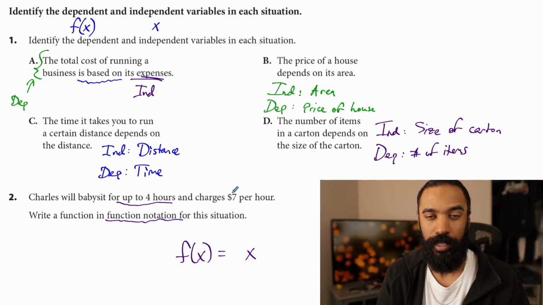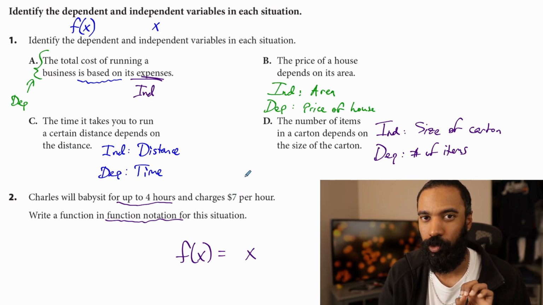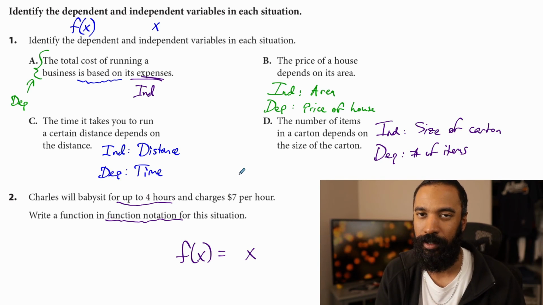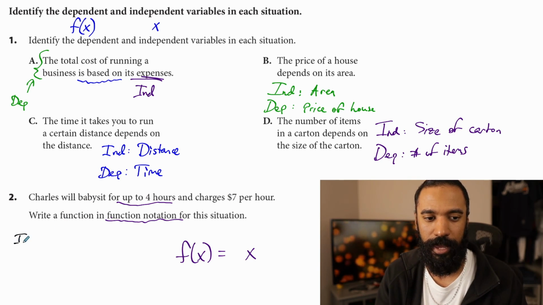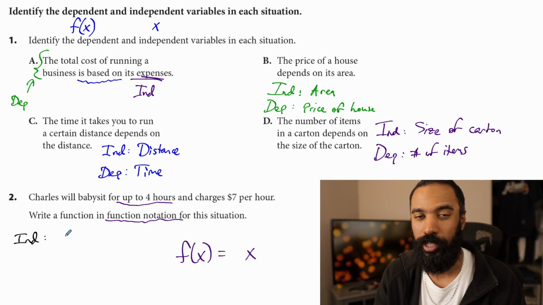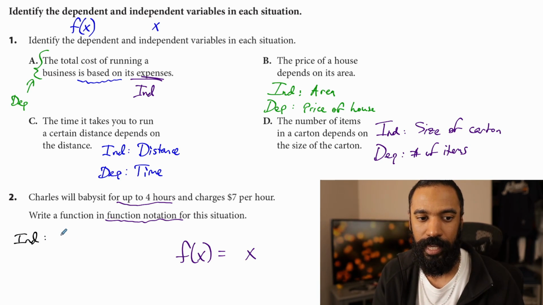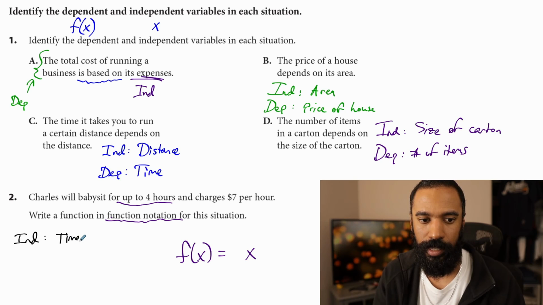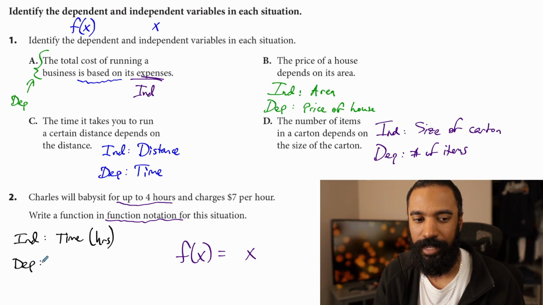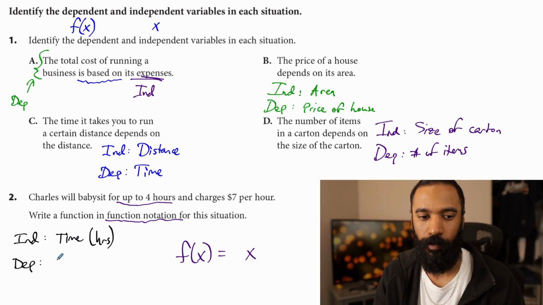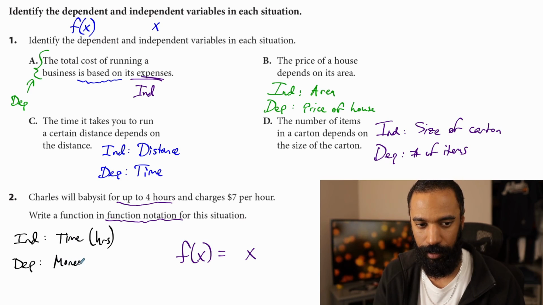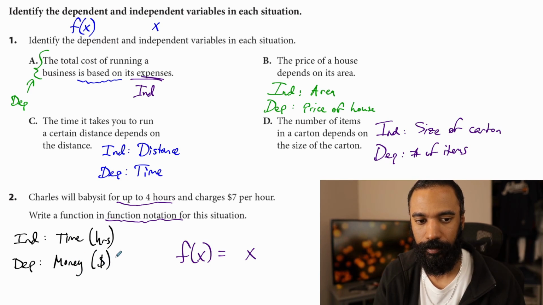The other part is, yeah, $7 per hour may be a fixed rate, but I'm talking about the total amount of dollars that he's going to earn here. So there are two variables in play. The independent variable, in this case, is going to be the amount of time that he babysits. That's time, that's in hours. And the dependent variable is the amount of money that he makes in total based on the amount of hours that he babysits. That's why one's independent and one's dependent. The money earned in dollars.